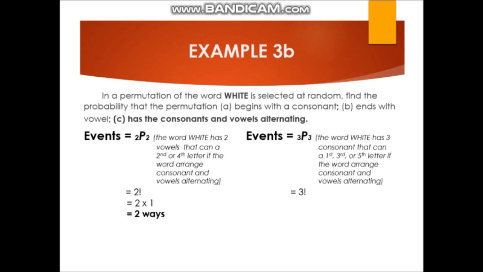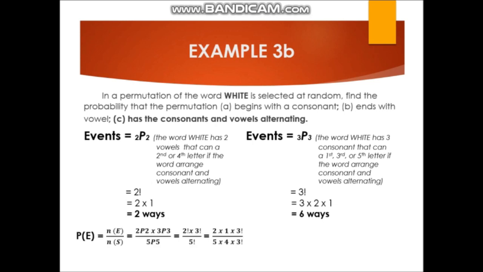Now, in this case, so we have 3P3. It is equal to 3 factorial, which is equivalent to 3 times 2 times 1, which is equivalent to 6 ways. Ibig sabihin, sa vowel, meron tayong 2 ways, at sa consonant, meron tayong 6 ways. Now, let us get the probability of getting an arrangement in which consonant and vowels are alternating.